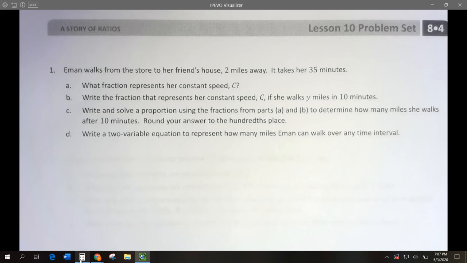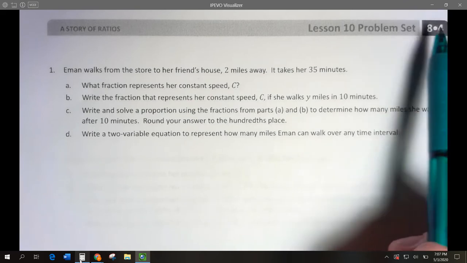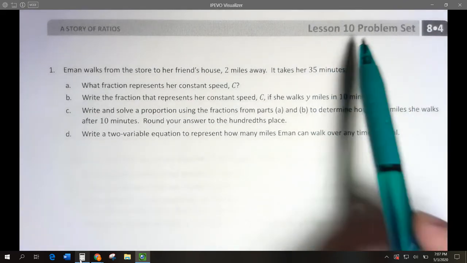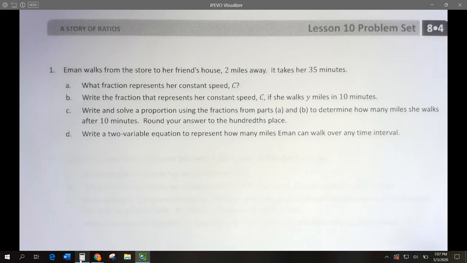Hello, eighth graders. Today we are still on Module 4. Today we're doing Lesson 10, and we're going to be talking about constant rates of speed.